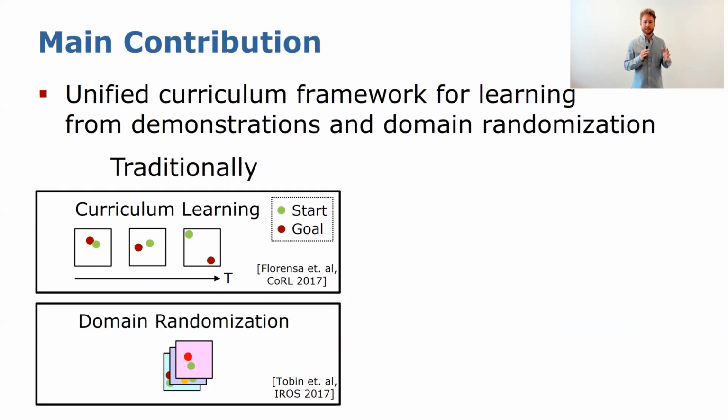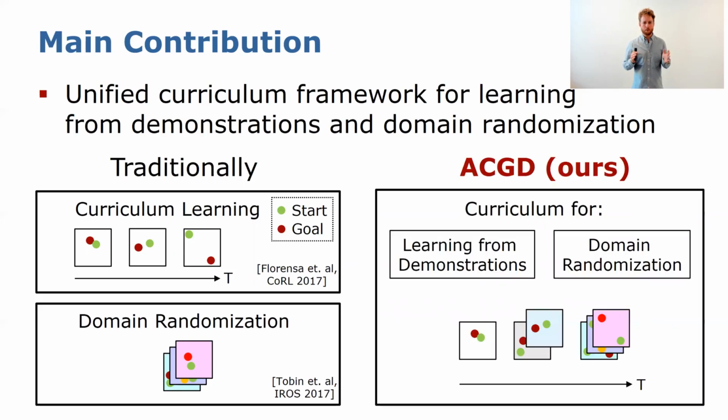Curriculum learning increases the task difficulty in the course of the training, for example, by changing the distribution of initial states. Domain randomization varies the appearance or physical properties of the simulated environment in order to close the domain gap between simulation and real world. In our approach, adaptive curriculum generation from demonstrations, short ACGD, we use demonstrations to build a curriculum of start states, but additionally also integrate domain randomization into the curriculum.